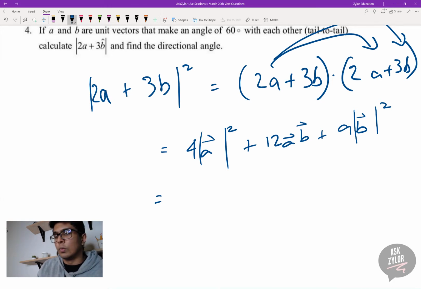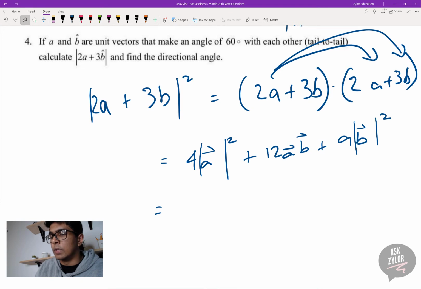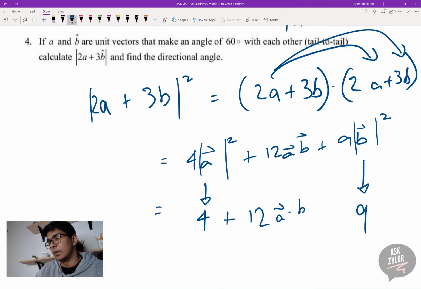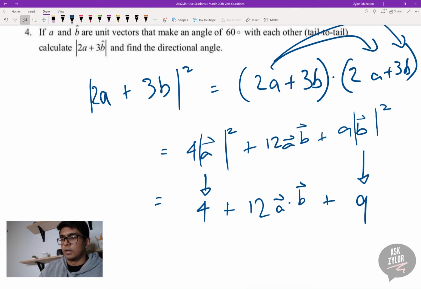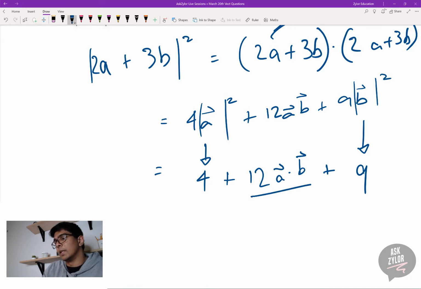Right, so both of these are unit vectors, right? So the magnitude of unit vectors is just going to be 1. So if I have 4 times the magnitude squared of a unit vector, it's just going to be 4. And this is going to be 9, right? So I only have 12 a dot b.